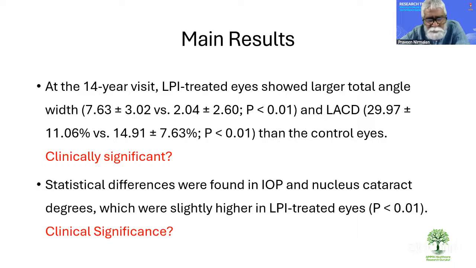At the 14-year visit, LPI treated eyes showed larger total angle width, 7.63 versus 2.04, and LACD, limbal AC depth, 29.97 versus 14.91, than the control eyes. That's statistically significant. Do you think the difference is clinically significant also? So the LPI eyes are showing a greater angle width and angle depth. One thing they could have done is look at the changes rather than only comparing with the control eye. They could have also looked at the changes pre and post LPI.